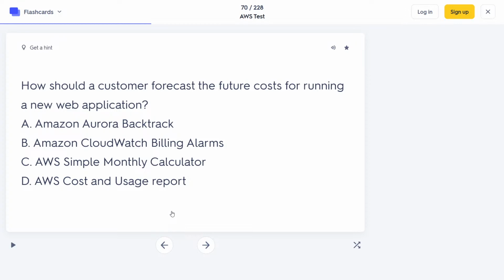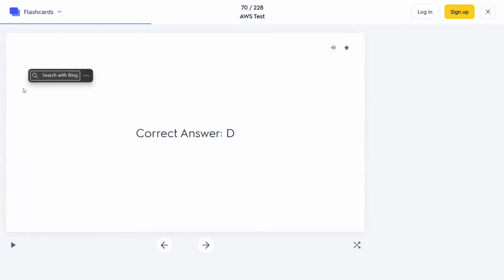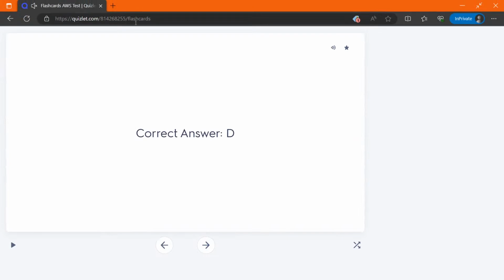I guess the reasoning that they will give is you can use the cost and usage report to use the old information for guessing the future price. But my friend, what if this is the first time I'm hosting something and I want to guess the future cost of running? I will say option C is a bit more proper answer, but I would like to verify that. So let's go here and find out.